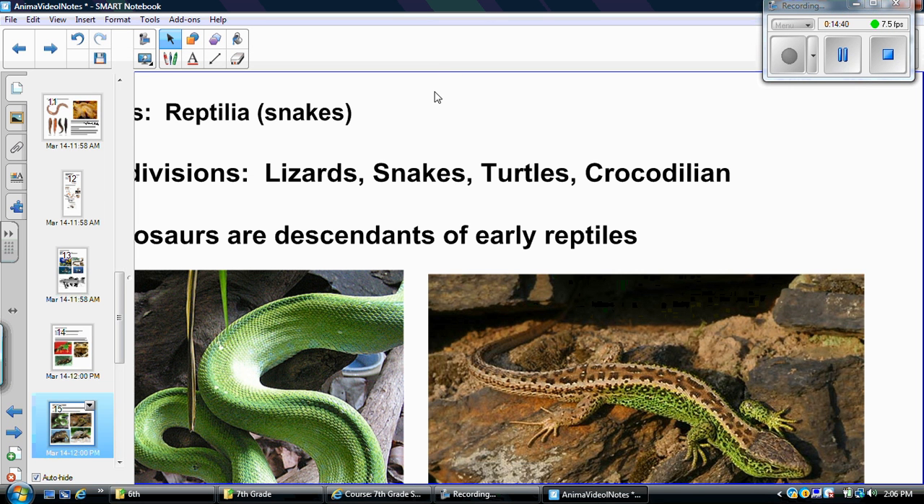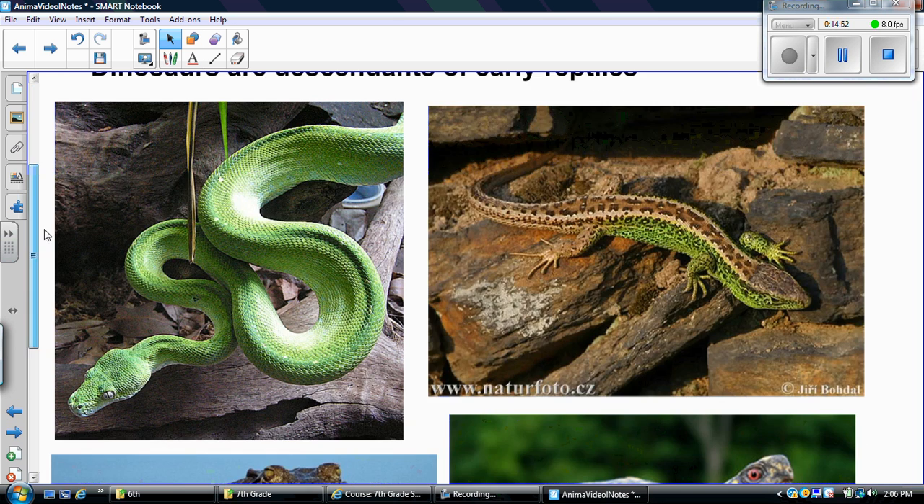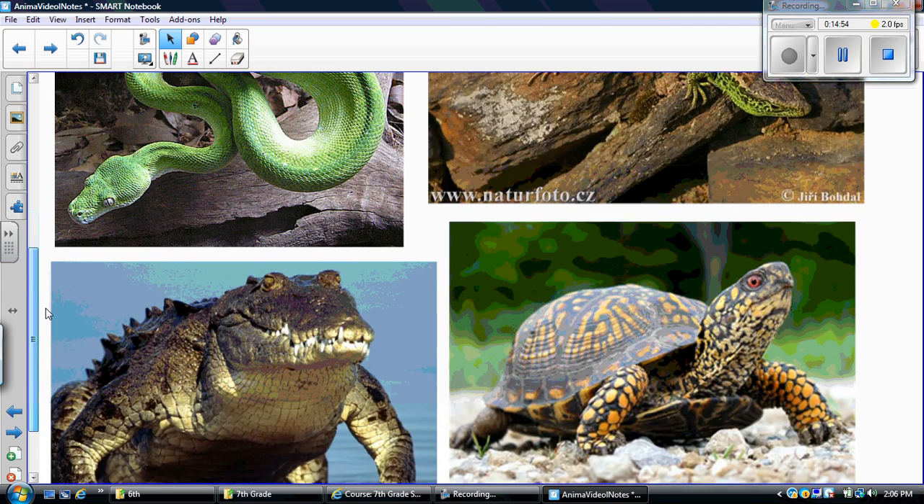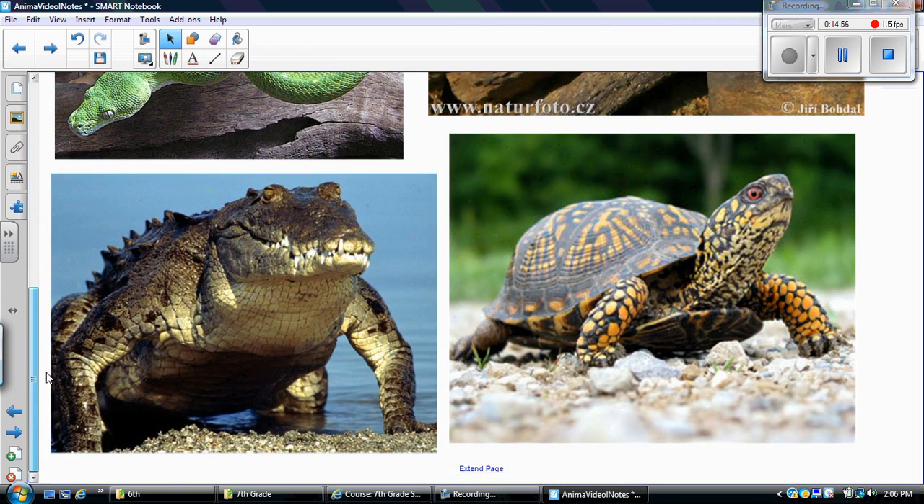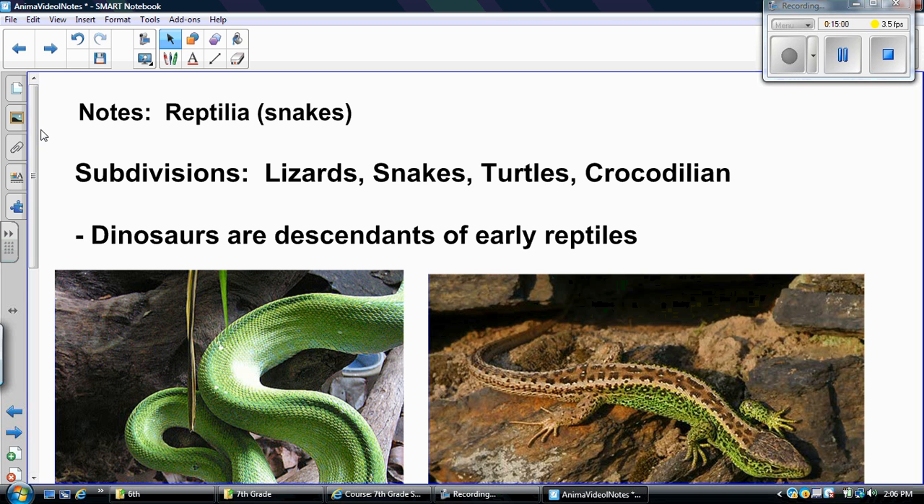Oh, we got reptiles. Ooh, not my favorite. Snakes, lizards, turtles, and crocodiles. Dinosaurs are believed to be descendants of reptiles. So scary. Especially if you watch Swamp People. They go out and capture the crocodiles.